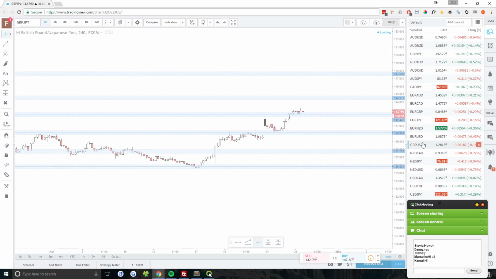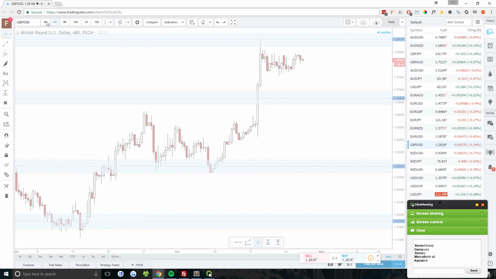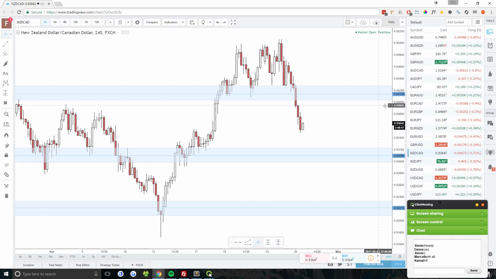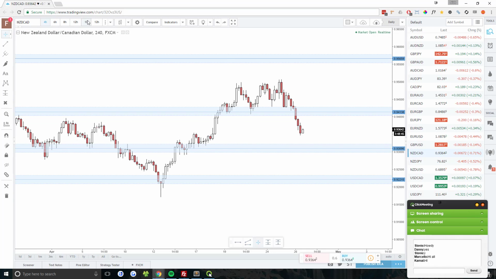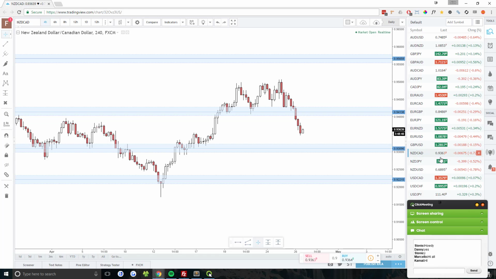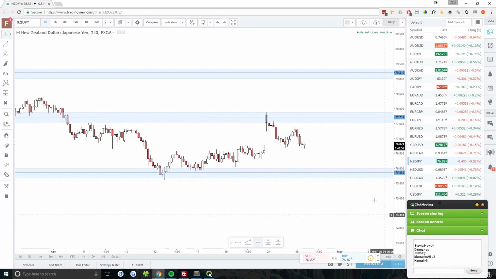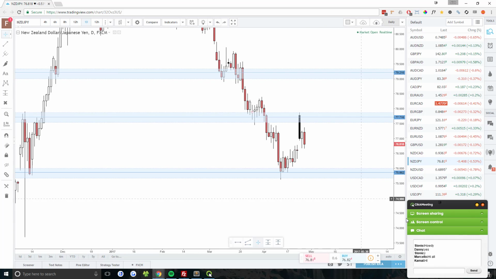What were we up to? GBPUSD, I think. All right, GBPUSD, nothing much happening here. New Zealand CAD is trending down. It's in between support resistance areas. So yeah, nothing much going on here. New Zealand JPY is again sitting in between two support resistance areas. Therefore, there's nothing much I would really want to trade here.